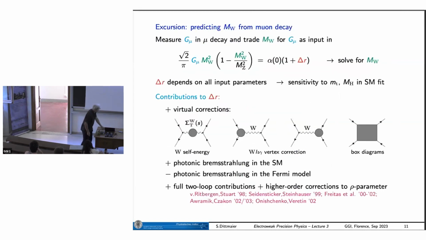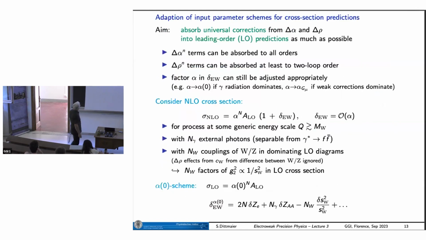So where does it leave us in terms of input parameter scheme? Let's bring this at least to the end. So what is the aim of the choice of the input parameter scheme? The aim is to absorb the universal corrections from delta alpha and delta rho as much as possible into leading order predictions in order to minimize, for example, their effect in 2 and higher loop orders. So let's play a game.